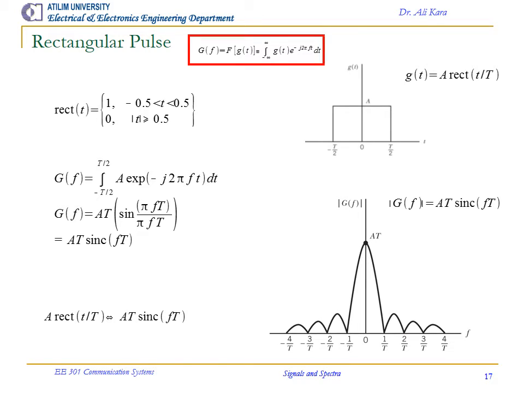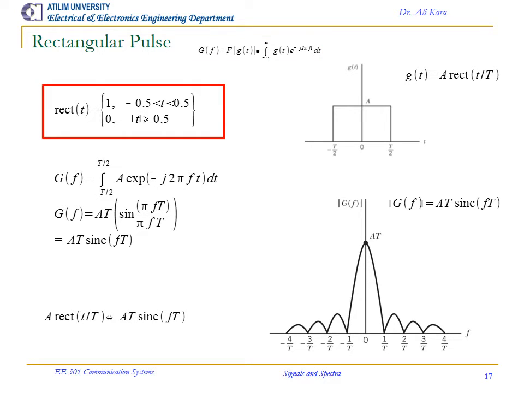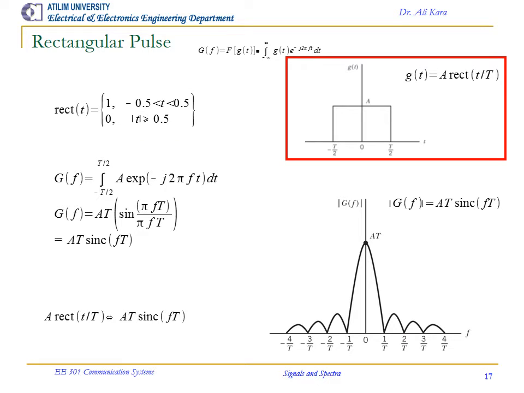Rectangular pulse. We know that capital G of f is equal to the Fourier transform of g of t, which is equal to the integral from minus infinity to plus infinity of g of t times e to the power minus j2 pi ft, integrated with respect to t. Rectangular pulse, rect of t, is described as 1 when argument t is between minus and plus 1 over 2, and 0 otherwise. G of t is plotted in this graph.